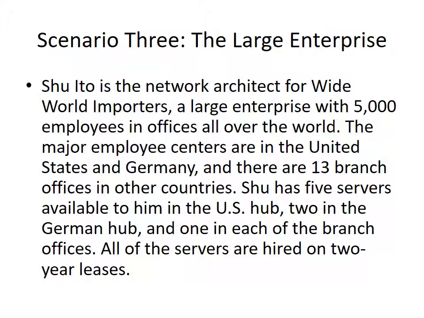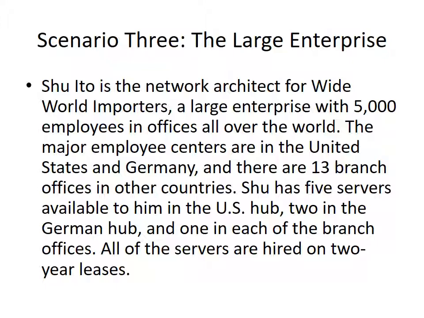So here's the third and final scenario. This will be a large enterprise. Shu Ito is the network architect for Wide World Importers, which is a large enterprise with 5,000 employees and offices all over the world. The major employee centers are located in the United States and Germany, and there are 13 branch offices in other countries. Shu has 5 servers available to him in the US hub, 2 in the German hub, and 1 in each of the branch offices.